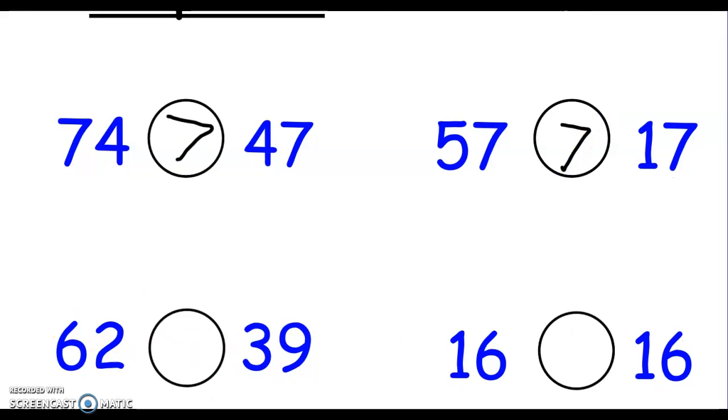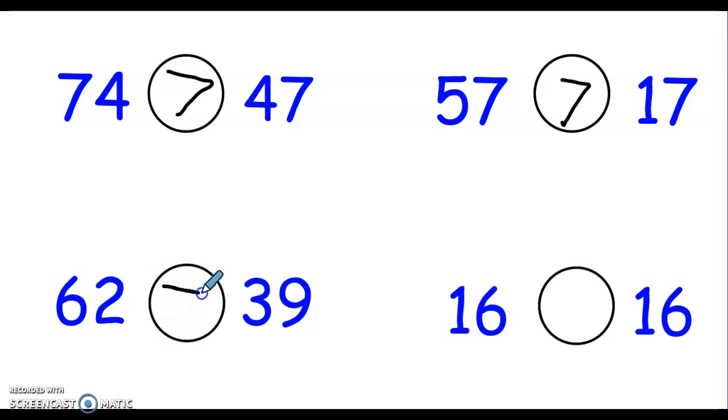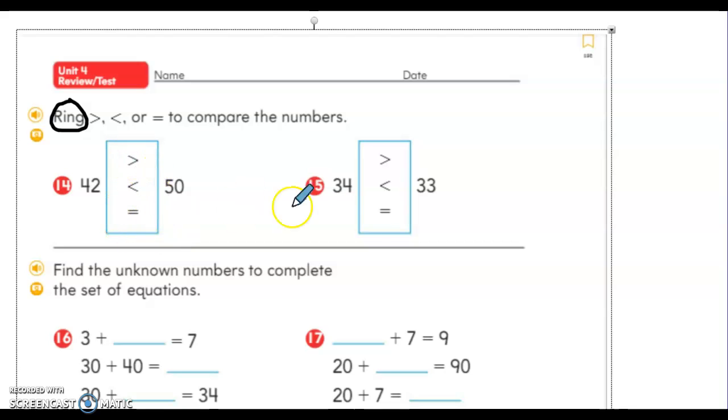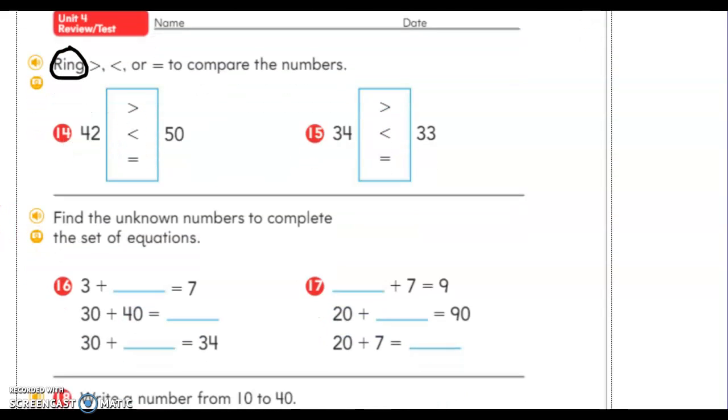62 and 39. 62 is greater than 39. We have 16 and 16. So 16 is the same as or equal to 16. Okay, with that fresh in your brain, go back here and circle which one makes it true.